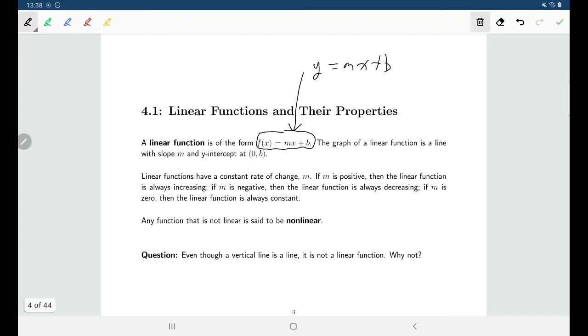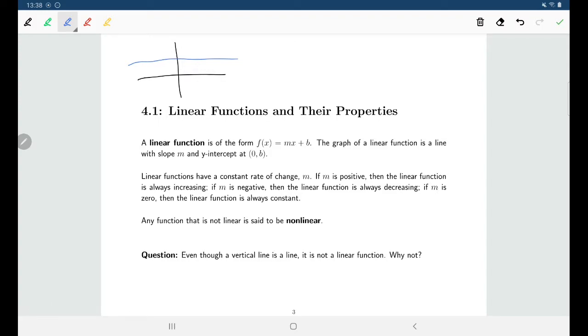We also know that the slope of our line tells us whether we've got a graph that's increasing if the slope is positive, decreasing if the slope is negative, or horizontal if the slope is 0, so constant. So for any linear function, based on its slope, we can decide whether it's an increasing graph, a decreasing graph, or a constant graph.